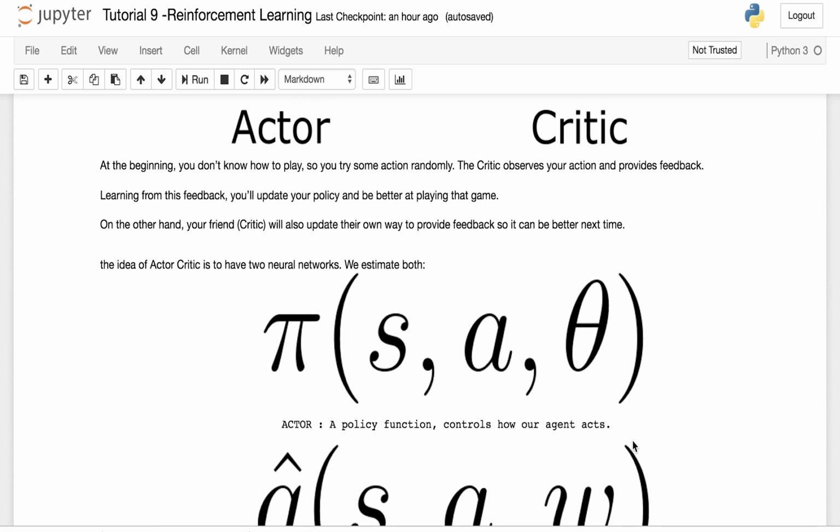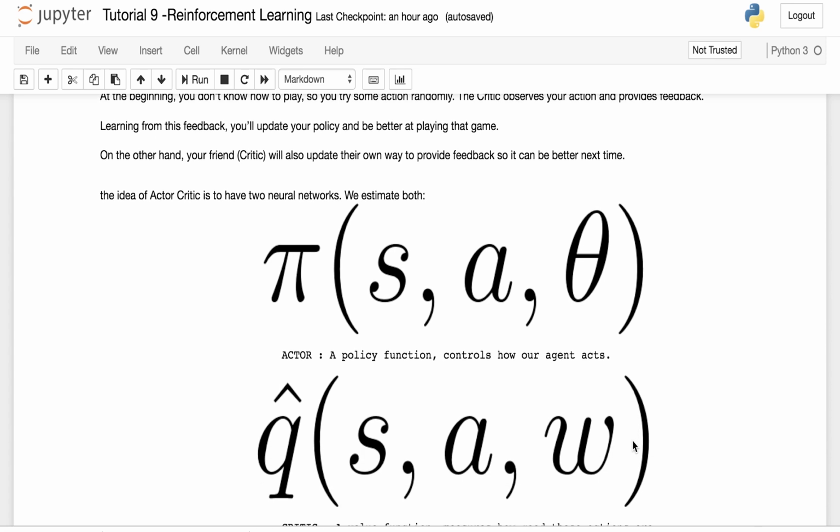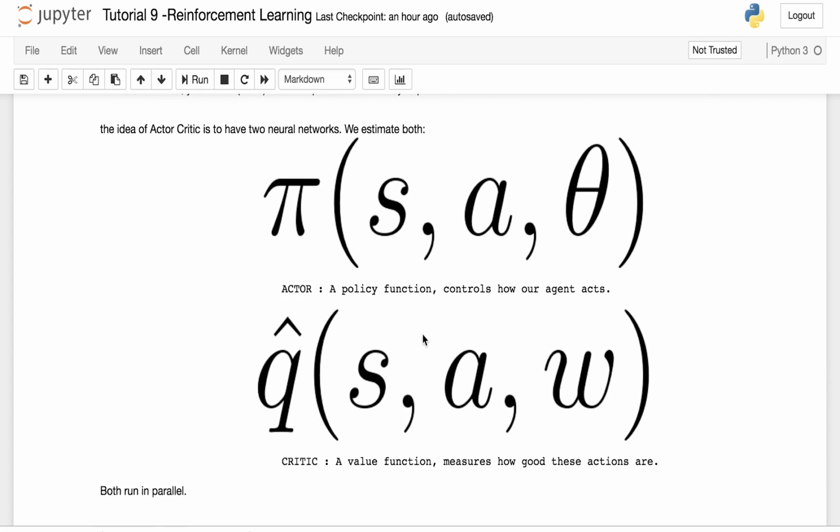So the idea of actor critic is to have two neural networks. One estimates pi. Pi is our policy given state, action, and theta, which are our parameters. It's our actor. And we have our critic. Our critic is Q, a value function that measures how good the actions are, given state s, action a, and parameters w.